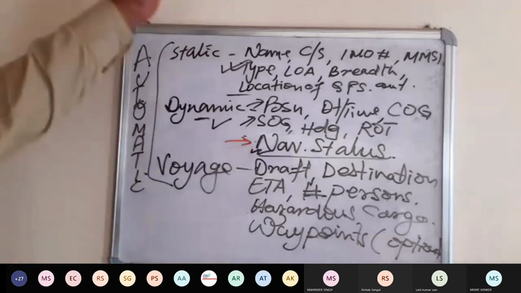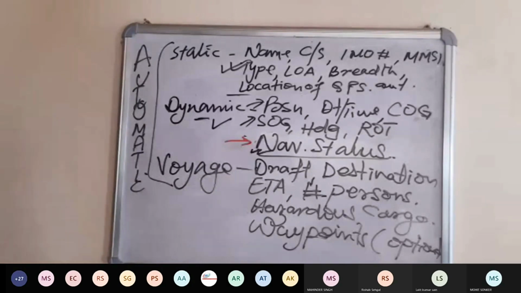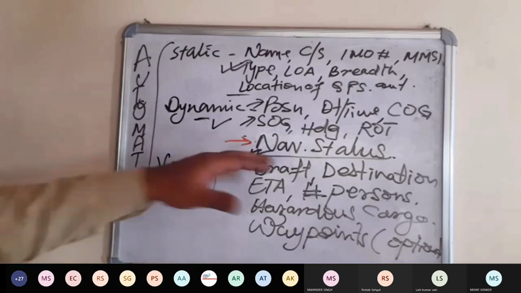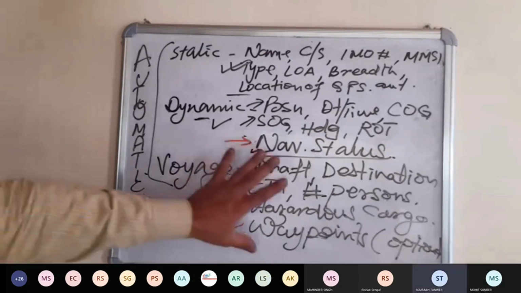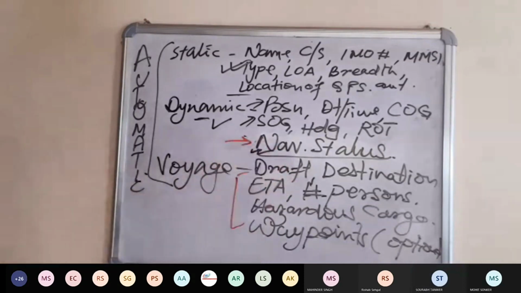This is basically a drop-down list. Out of the list, you have to choose the status. It will be like moored, alongside, not under command, underway, and so on, at anchor. So different kinds of status, which you have to do manually. This data is totally manually entered. Nothing in this is available from outside.